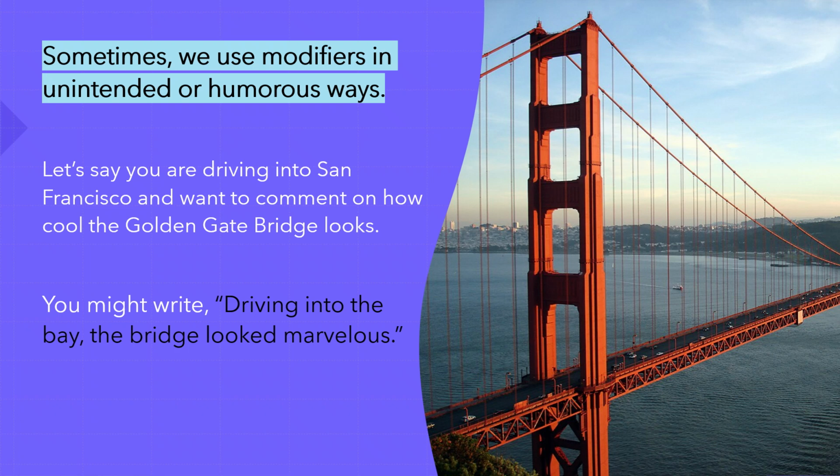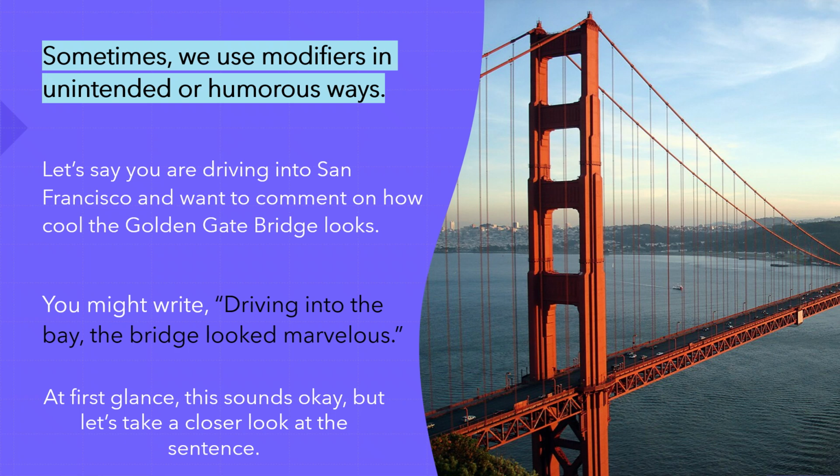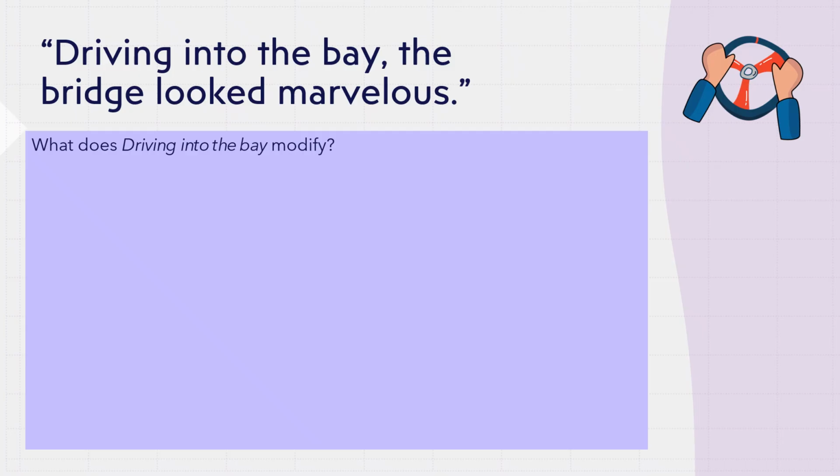Sometimes modifiers are used in unintended or humorous ways. Let's say you are driving into San Francisco and you want to comment on how cool the Golden Gate Bridge looks. You might say or write, driving into the bay, the bridge looked marvelous. Well, that sounds okay at first glance, but let's take a closer look at this sentence. What does driving into the bay modify?